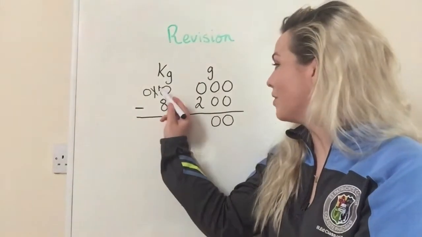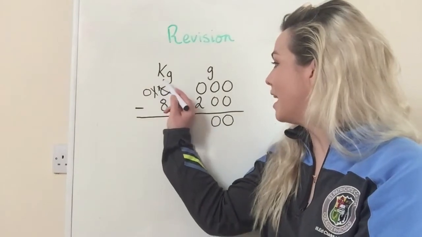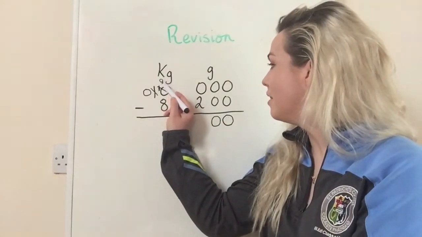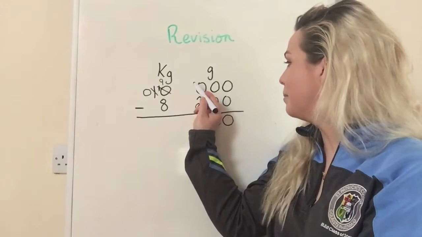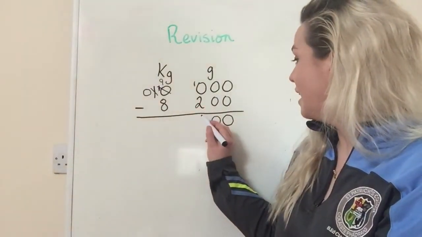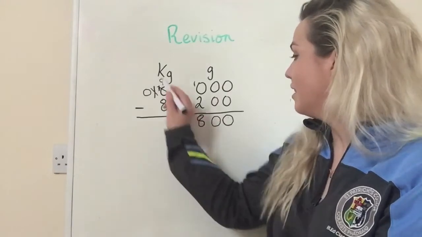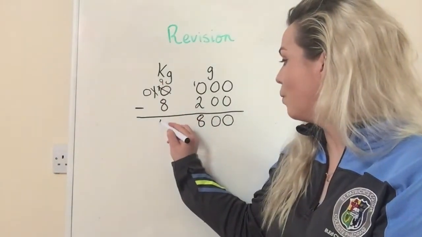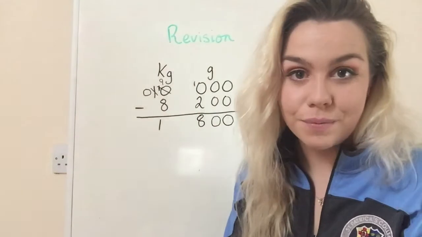Yes. So I cross out my 10. And how many's left over there then? 9. And carry my 1. 10 take away 2 is 8. 9 take away 8 is 1. And there's your answer. Okay?